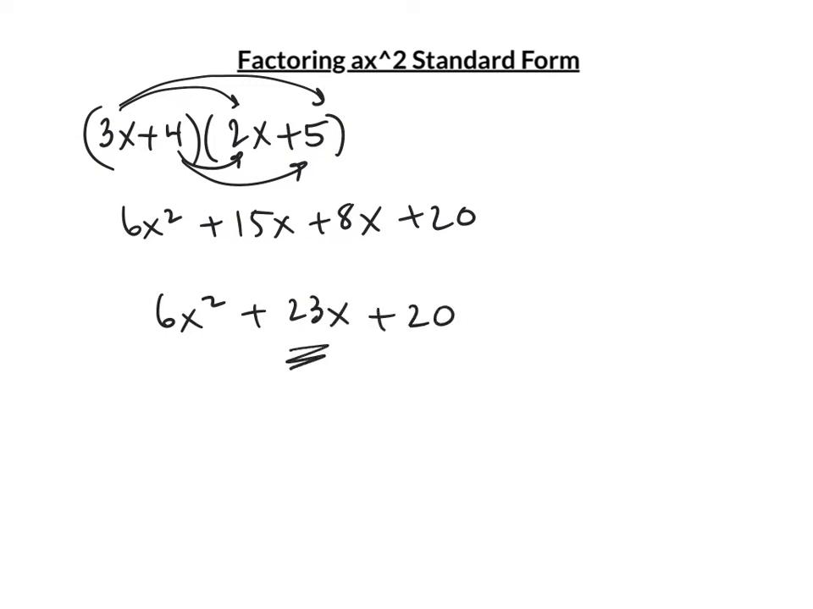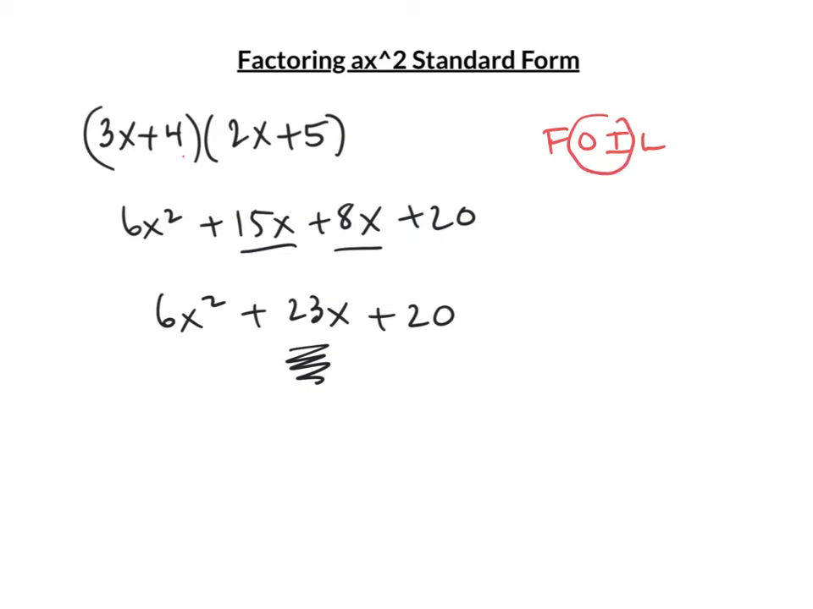Now what I want you to observe is where that 23 came from. It came from the 15 and the 8. Remember how I've told you that in FOIL, first, outer, inner, last, the outer and the inner make the middle term. That's this one and this one. See, the 15 and the 8 that made the 23 came from a number in front, 3 times 5, that made the 15, and a number in front, 2 times 4. The 2 helped create the middle, that 8 right here, and the 8 and 15 made 23.